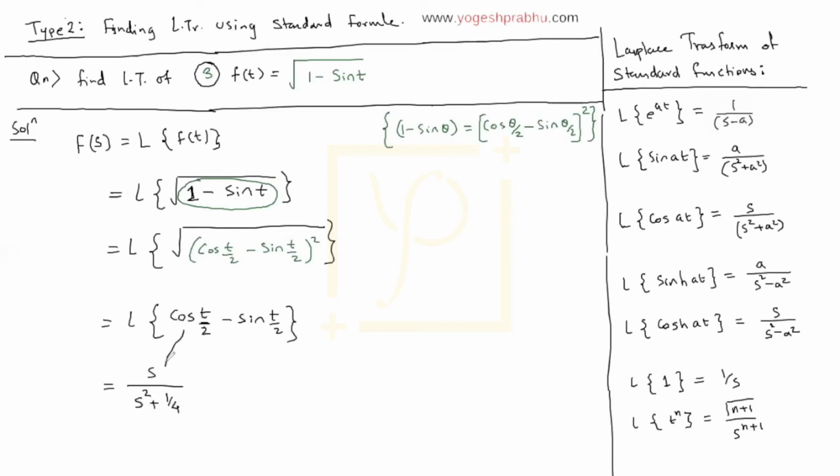That's the Laplace transform of the first term, minus the Laplace transform of the second term. This is sine at. So you'll use this formula again, and that will become a. A is half. I hope you understand that. So it is half upon s square plus 1 by 4. Maybe here you can do one more step and simplify this, because the denominator for both of them is same. You can write it as s square plus 1 by 4, a common denominator, and the numerator will become s minus half. Okay, and this is the answer for the Laplace transform of the third question.